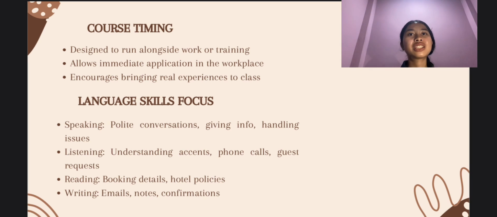Justification. These skills are selected based on what front office staff do every day. Speaking and listening are the most used skills, so they are the top priority. Reading and writing are also included because staff often deal with emails, online bookings, and guest records.